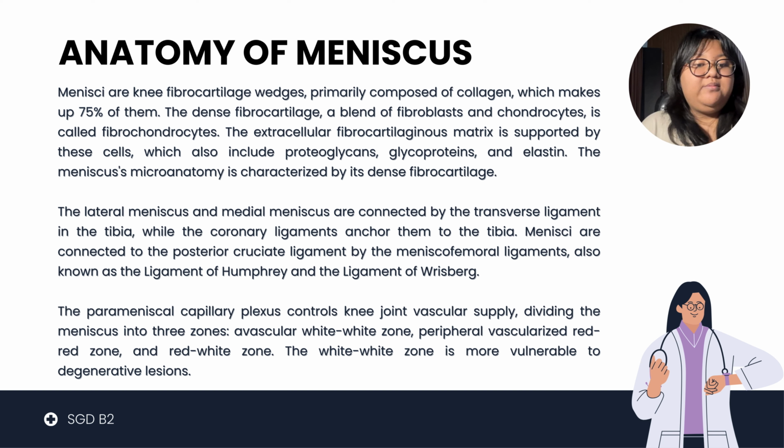The parameniscal capillary plexus controls knee joint vascular supply, dividing the meniscus into 3 zones, which are the avascular white zone, the peripheral vascularized red zone, and the red-white zone. The white zone is more vulnerable to degenerative lesions.